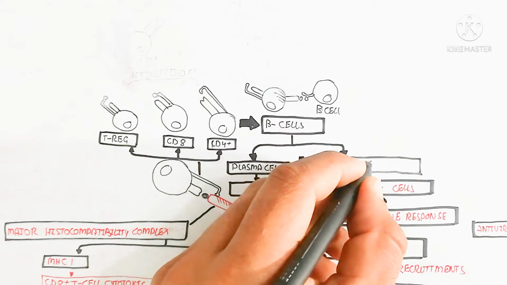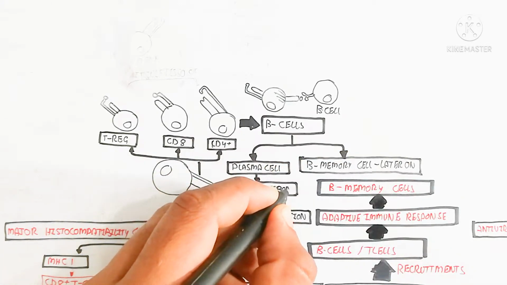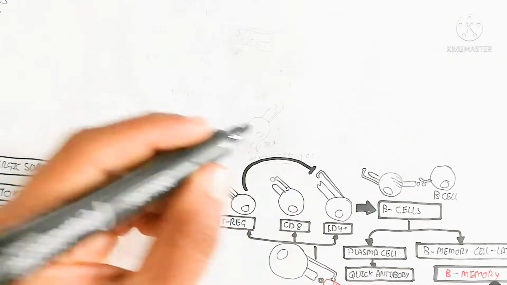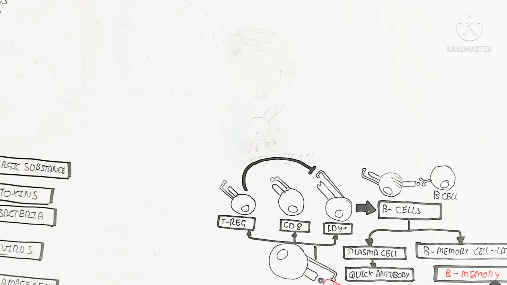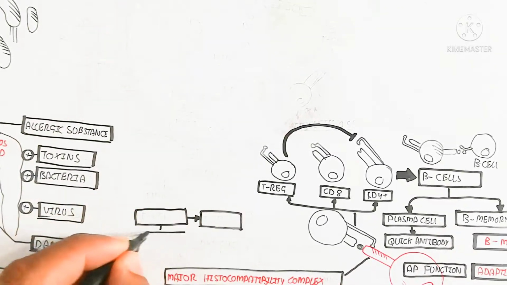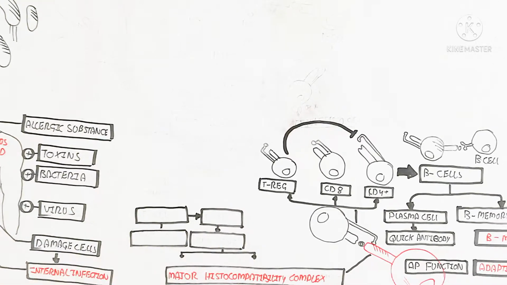So this is a plasma cell and B memory cell. This is after the recognition through a T cell, the T helper cell, or CD4 containing molecule cell. On the other hand, here you can see the T regulatory cell will control the CD4 and the infection itself, for example in autoimmune disorder.